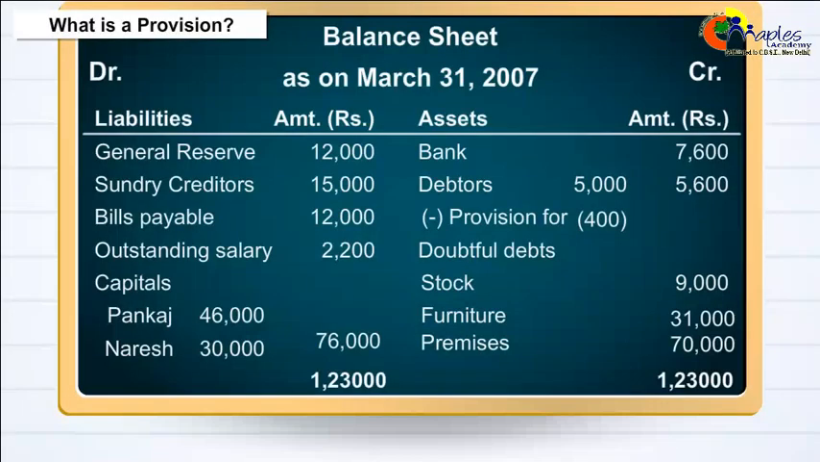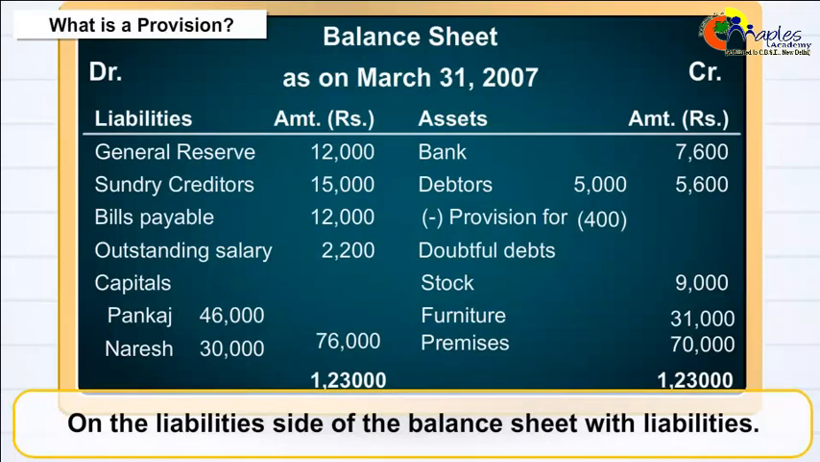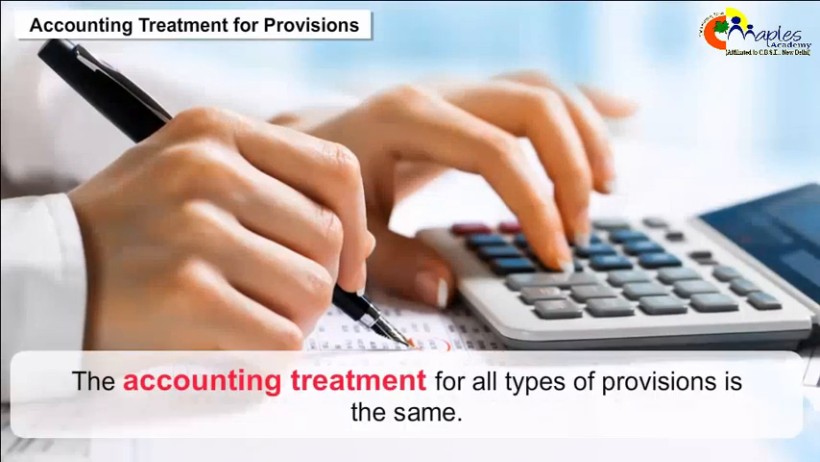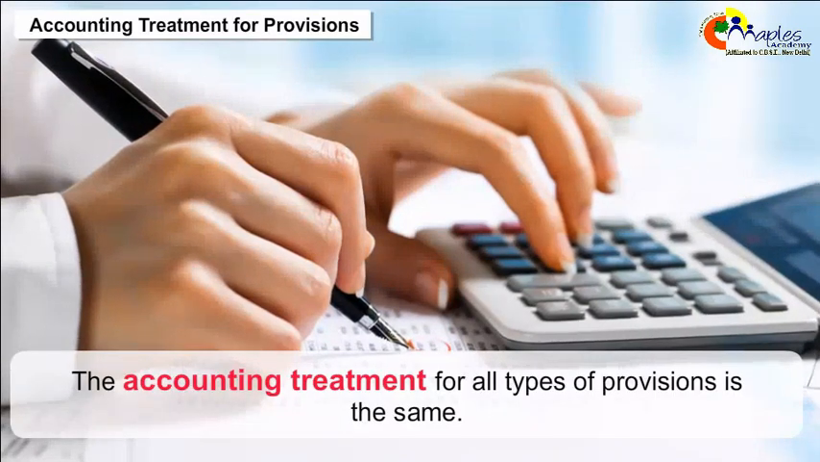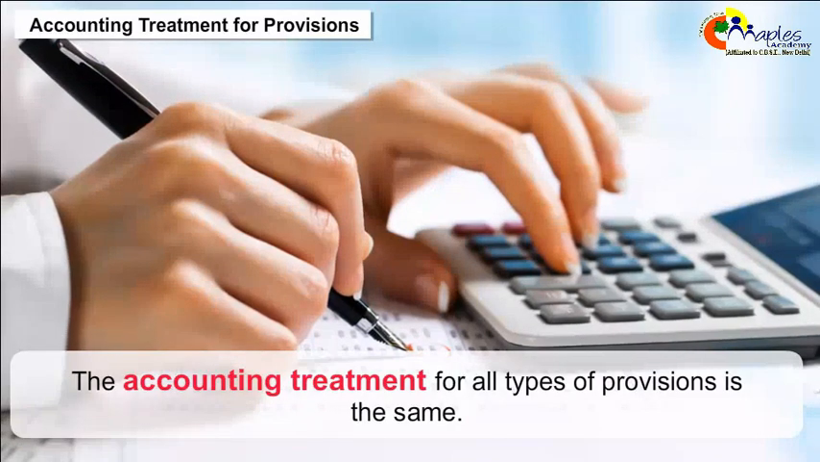In the balance sheet, the amount of provisions must be shown as a deduction from the current assets on the asset side, or on the liabilities side of the balance sheet with liabilities. Accounting treatment for provisions. The accounting treatment for all types of provisions is the same. Let us take an example of provision for doubtful debt.